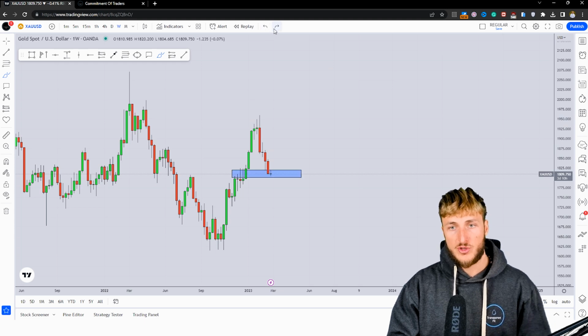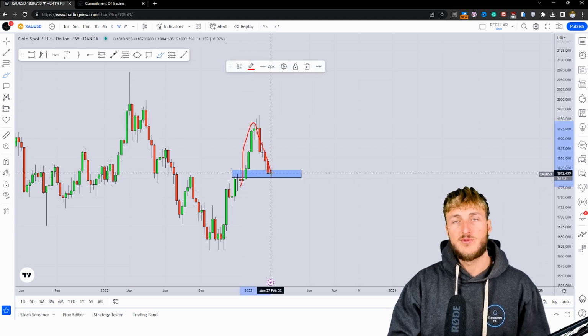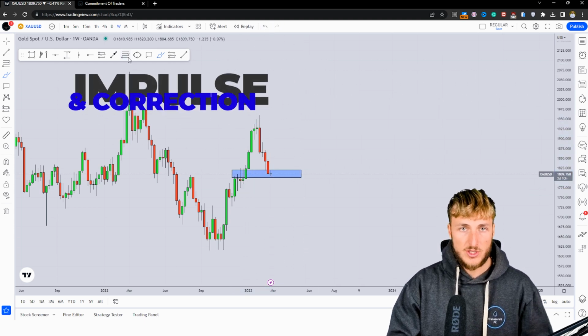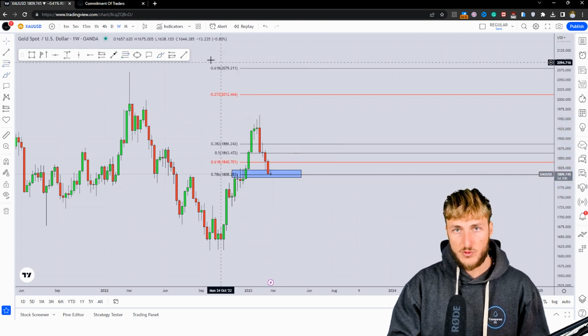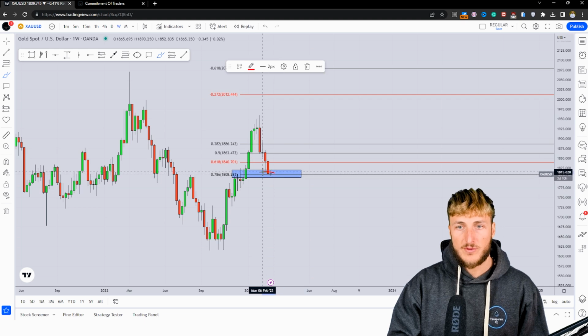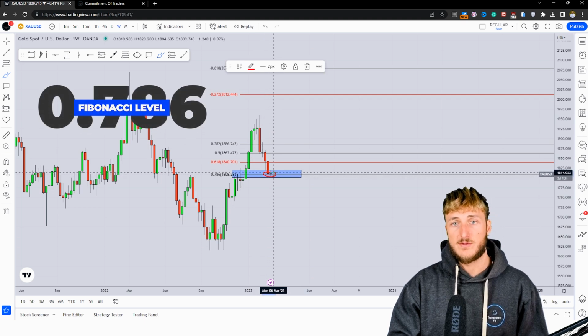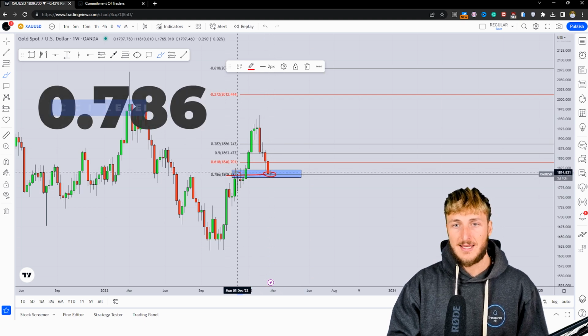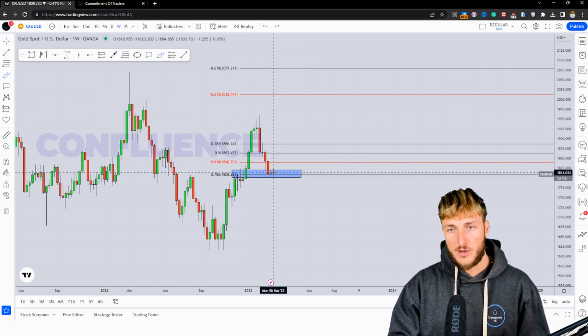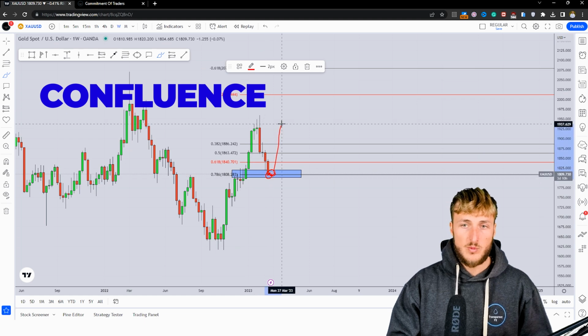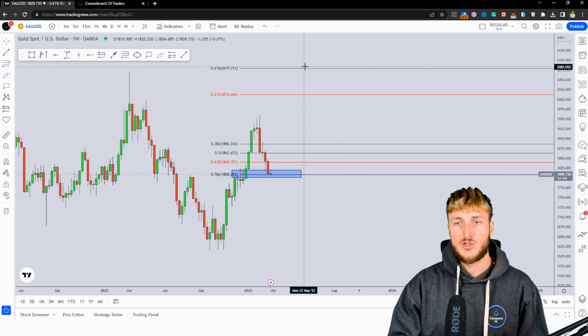Now, also here on the weekly, since we have an impulse, if we want to measure the correction, we have to take our Fibonacci from the low to the high of the impulse. And if we do that, we can see how we have a perfect 0.786 Fibonacci retracement, lining up exactly with previous resistance turn support, creating a confluence of support here that we could expect this market to potentially reject to the upside.